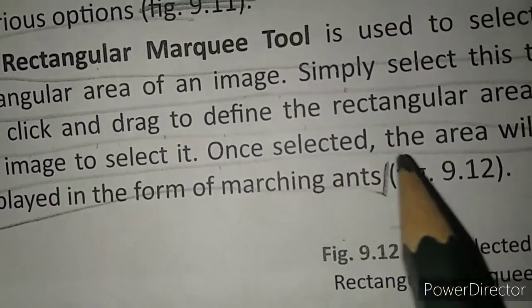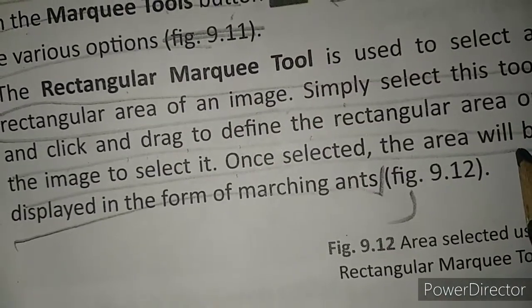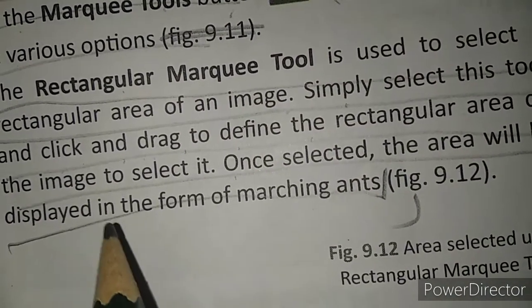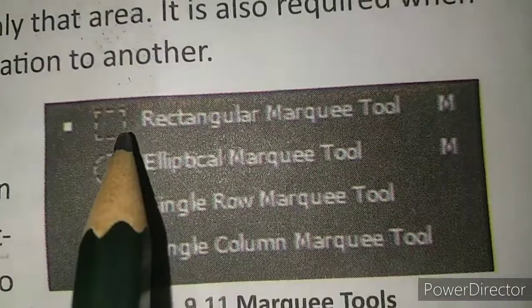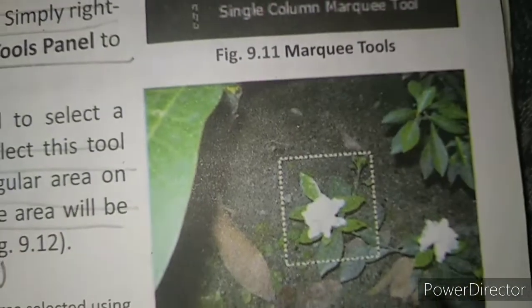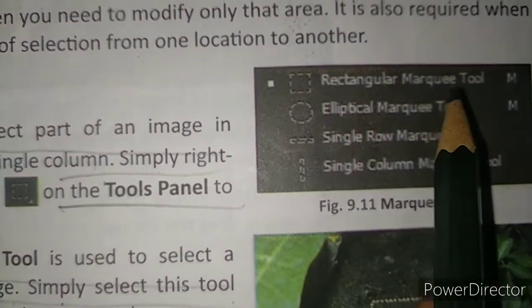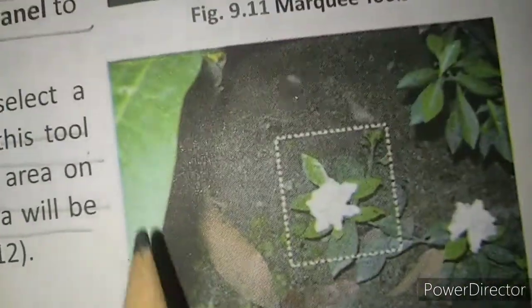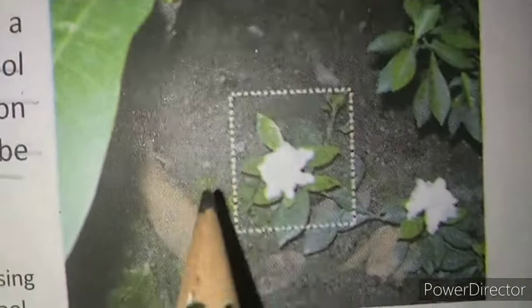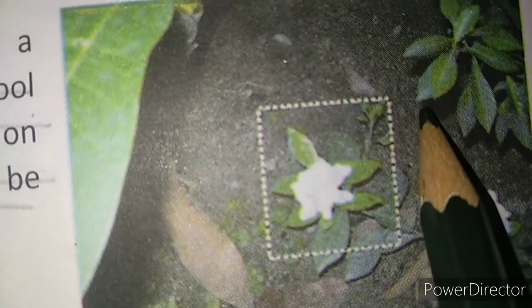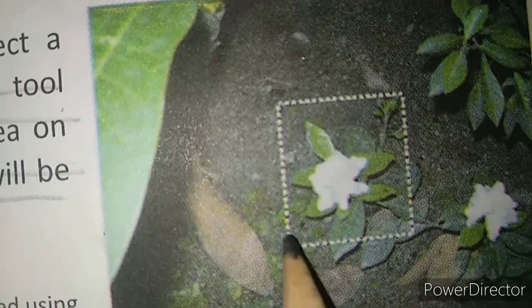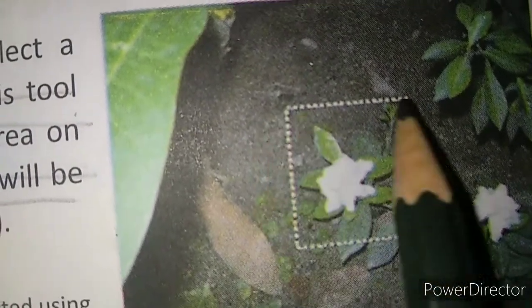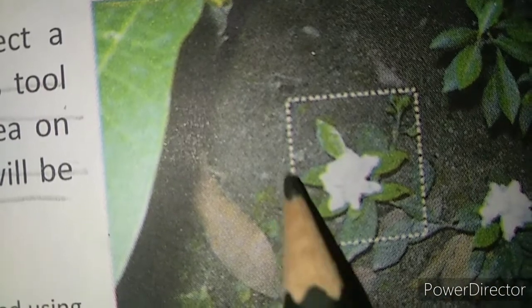When the area is selected, this is displayed in the form of marching ants, right? Like this, you can see here. Suppose this is the image, and the rectangular marquee tool has been selected, and on this image it has been put here and dragged like this, then this rectangular area has been selected, and this marching ants symbol or boundary is showing this area which has been selected, right?